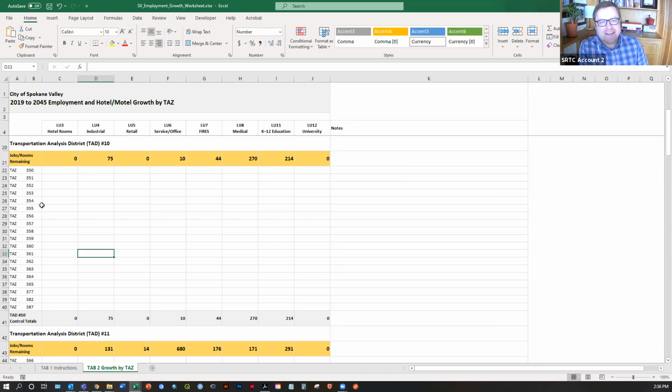But the only other thing I'd ask is just to include which TAS to take that from. So let us know which one to take it from as well. And like Mike said, we want to keep to those control totals within the TAS district. So if there is a TAS within that district, we'd say take it from that first, unless you know that growth is going to occur as well.